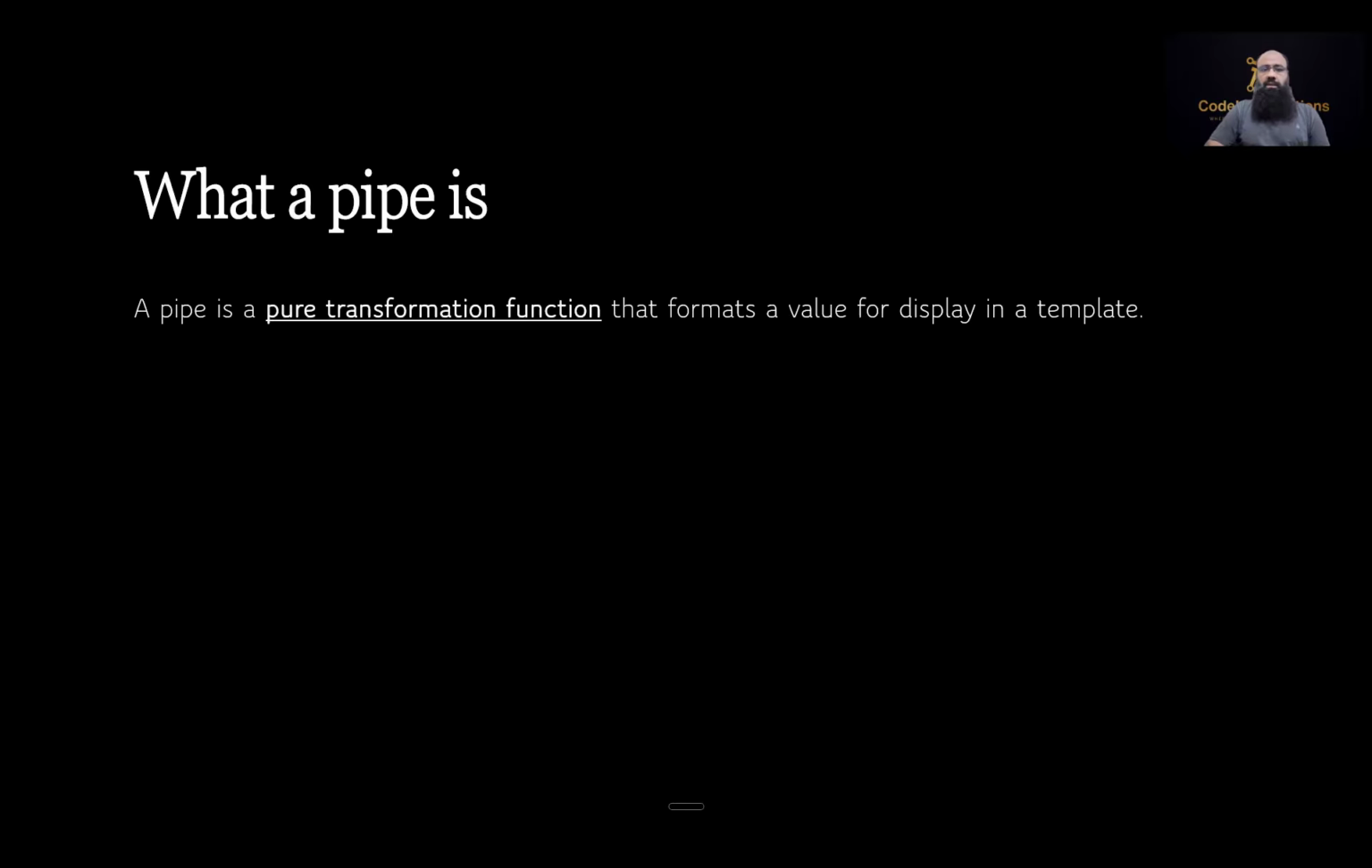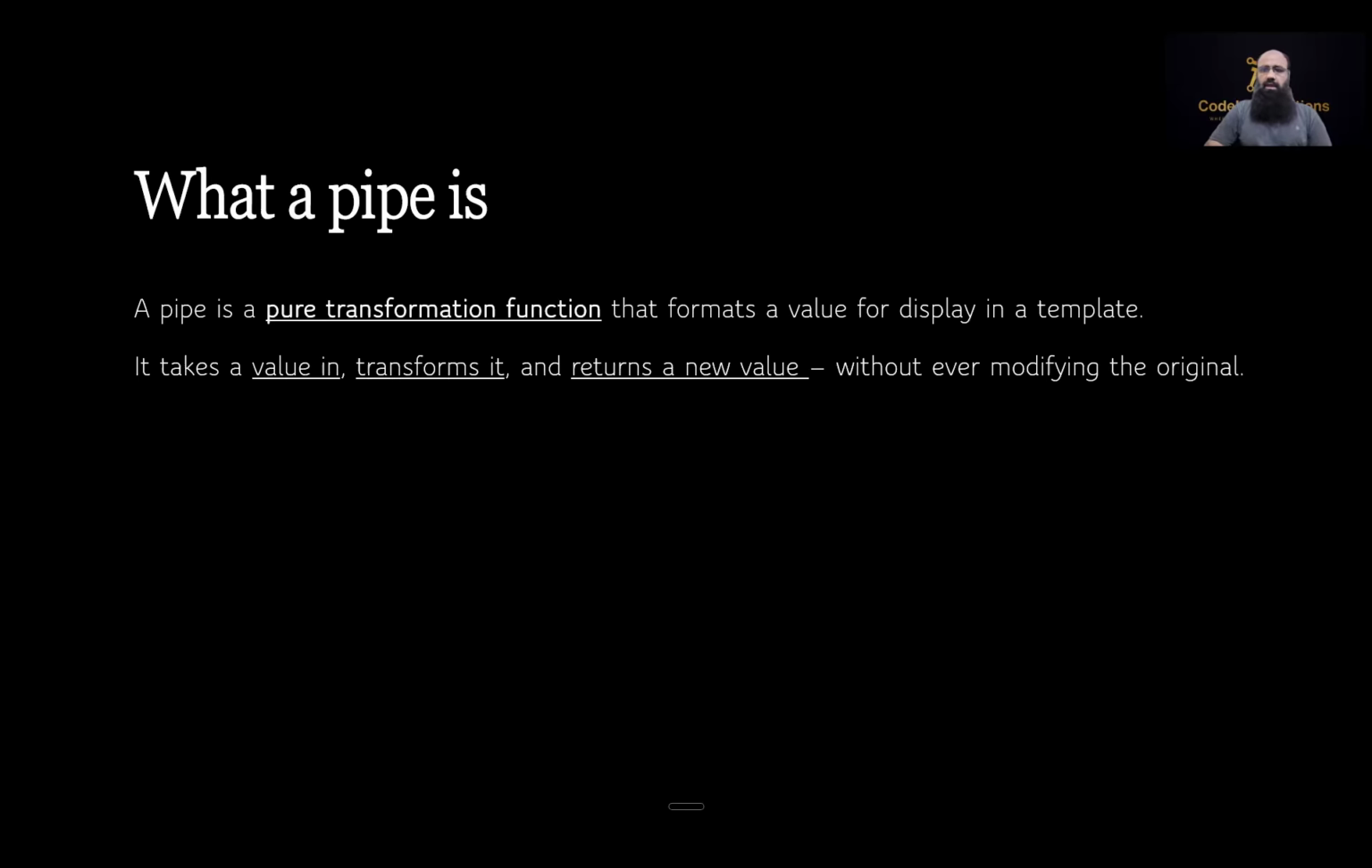A pipe itself is a pure transformational function that formats a value for display in a template. So what does it mean? It just takes a value, transforms it, and returns a new value without ever modifying the original value. We have already used built-in pipes, which I'll be quickly showing you in VS Code.